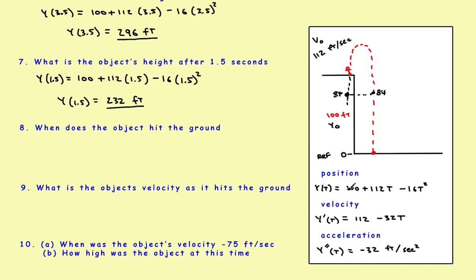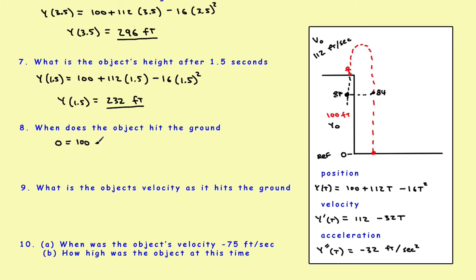Okay, the next thing says this. When does the object hit the ground? So it wants to know, when does it hit the ground here? Now, think about this. The question is, which one of these 3 equations do you use? And in this case, you'll use the position equation because that's all you know. When the object hits the ground, its height is going to be 0, so set the position equation equal to 0 and solve for t. So the object hits the ground when the height is equal to 0.